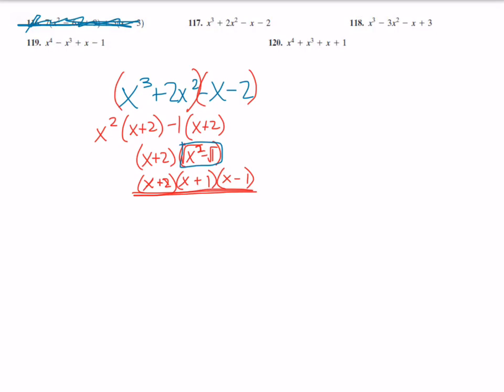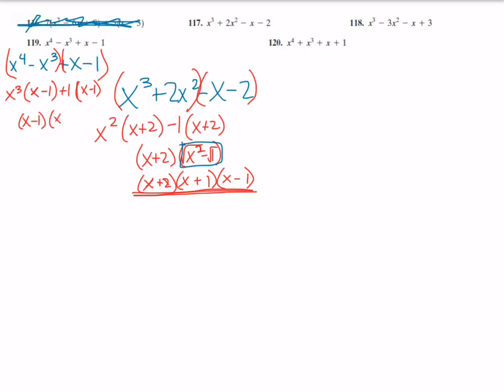If I'm looking here, let's go ahead and do number 119. Why not? All right, so I have x to the fourth minus x cubed plus x minus 1. Again, there's four terms. Why not just try grouping? Sure. I could take out an x cubed from this one, leaving me with x minus 1. And then I could take out a positive 1 from that, leaving me with x minus 1. The parentheses match.